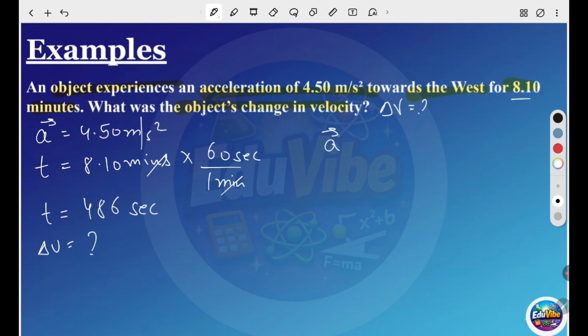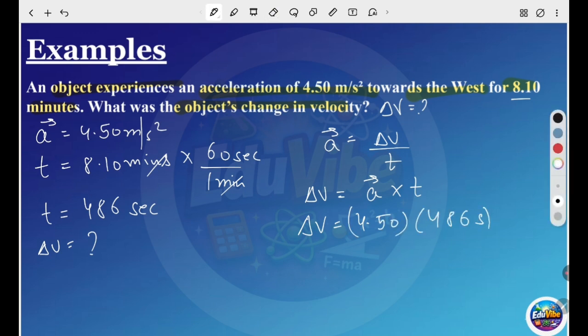We know that acceleration is equal to delta v upon t, so we isolate delta v as acceleration times t. The acceleration is 4.50 and the time is 486 seconds. This is in meters per second squared, so one second cancels. We get 2187 meters per second. And this should be negative.